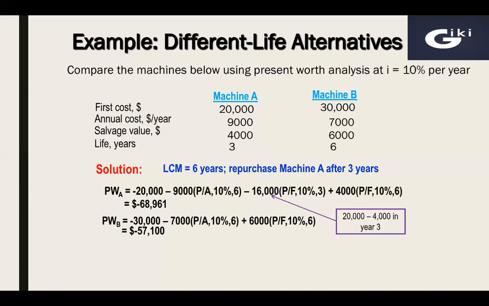Now both are cost alternatives, and we have to accept the less negative value, that is minus 57,100. So project B should be selected rather than project A. Clear? I hope so.